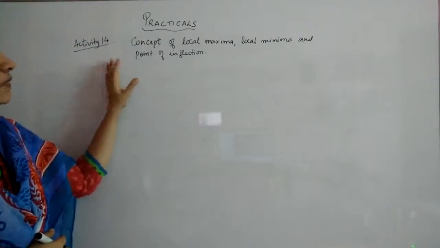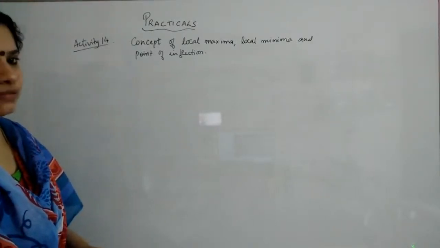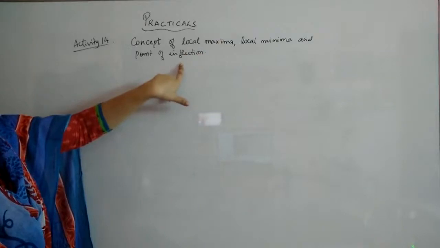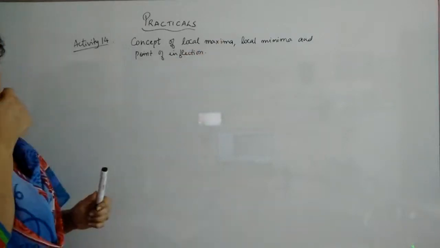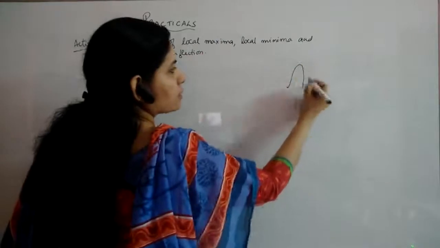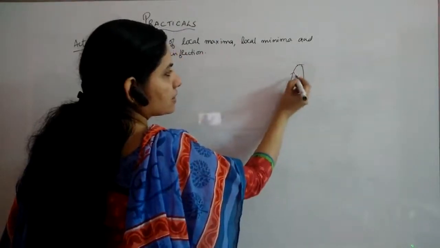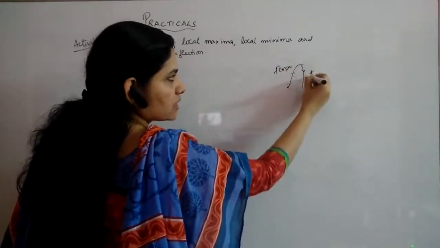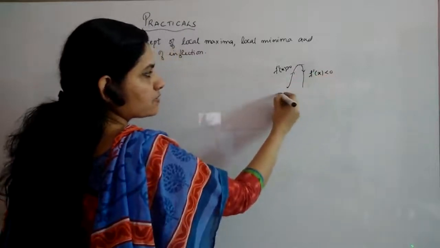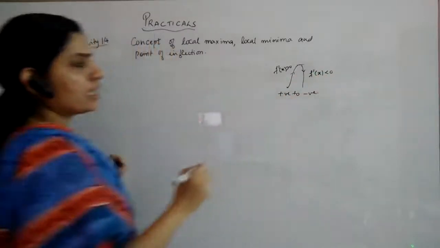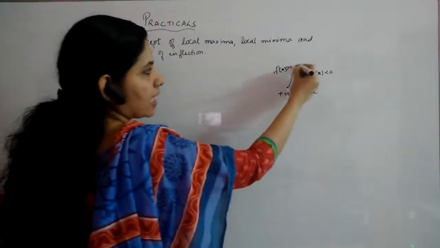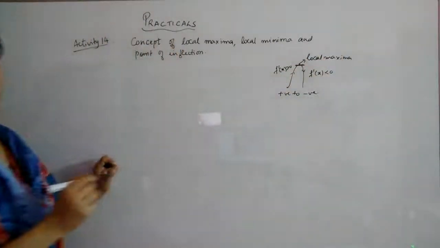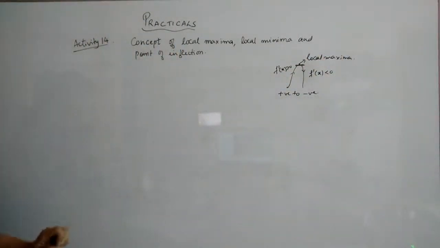The activity number 14, which is the concept of local maxima, local minima and point of inflection. So you should know what is local maxima, what is local minima and point of inflection. What do you mean by local maxima? If the graph is like this, to the left f dash of x is greater than 0, and here it is going downwards, that is f dash of x is less than 0, that is from positive to negative it is going. At that time you will get a hill, and at that point we will say that it is having a local maxima. So from positive to negative you will have local maxima.